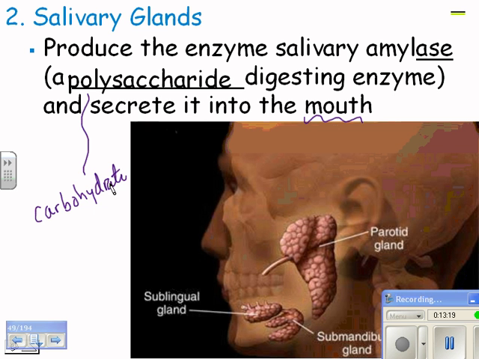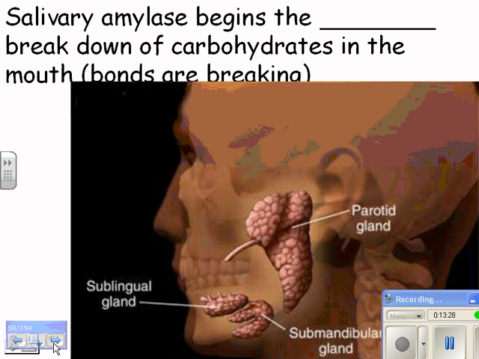So carbohydrate digestion starts in the mouth. Polysaccharide digestion starts in the mouth. Same thing. Salivary amylase begins the chemical digestion, or the chemical breakdown of carbohydrates in the mouth. So chemical digestion means that bonds are breaking. If you put food into your blender or into your food processor and put it on, it's not breaking any bonds, it's just physically breaking it up, whereas the enzyme actually chemically breaks bonds.